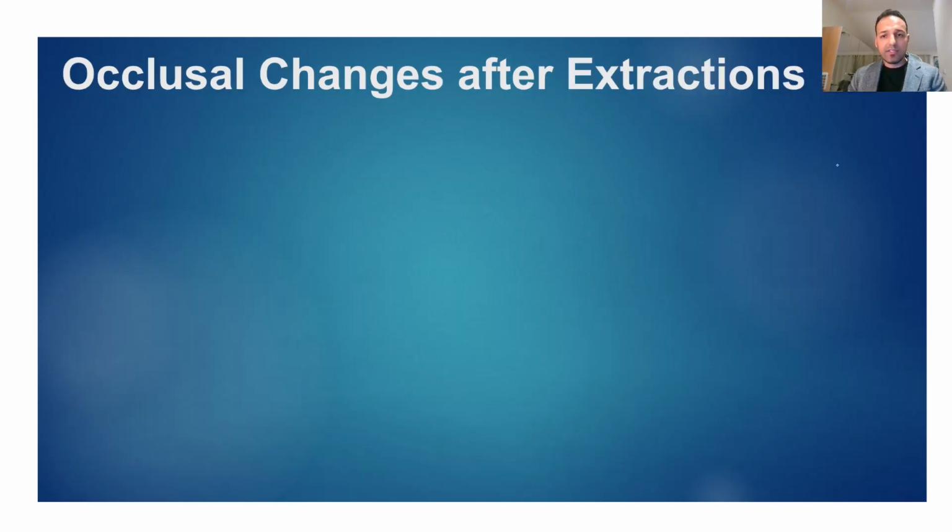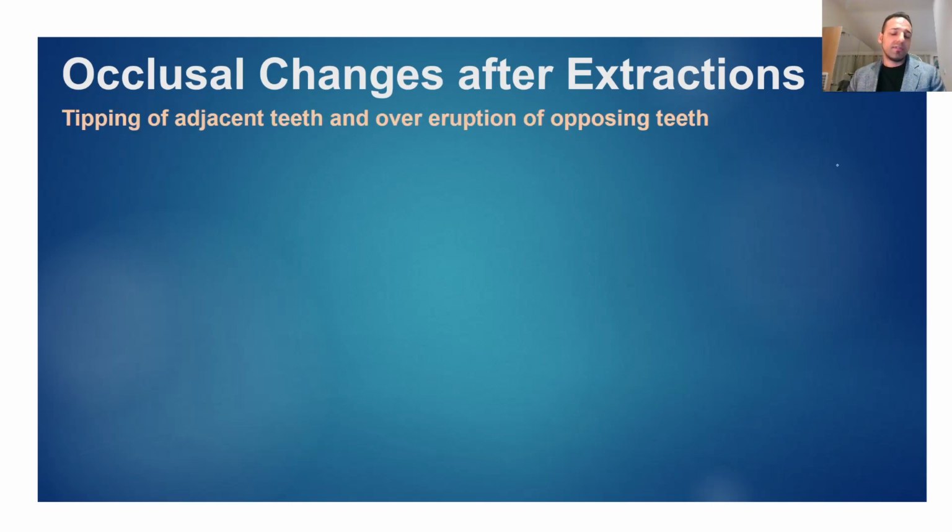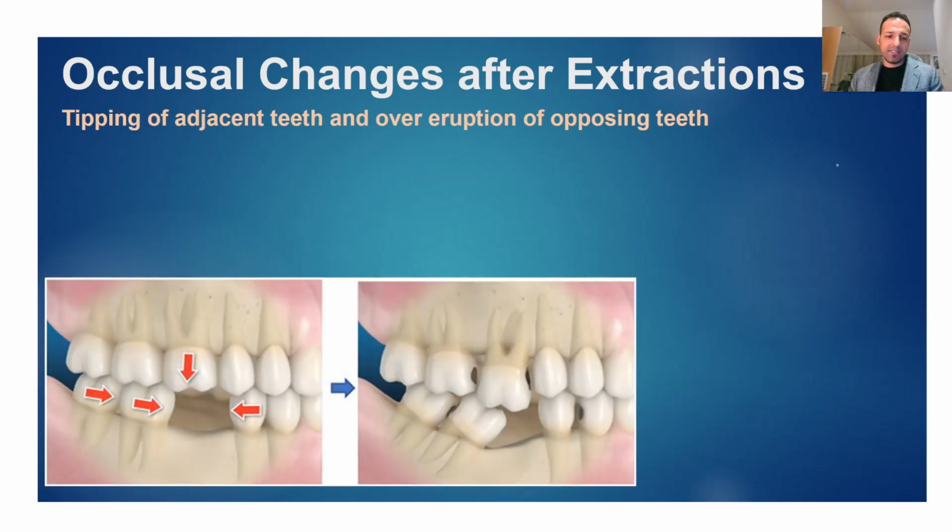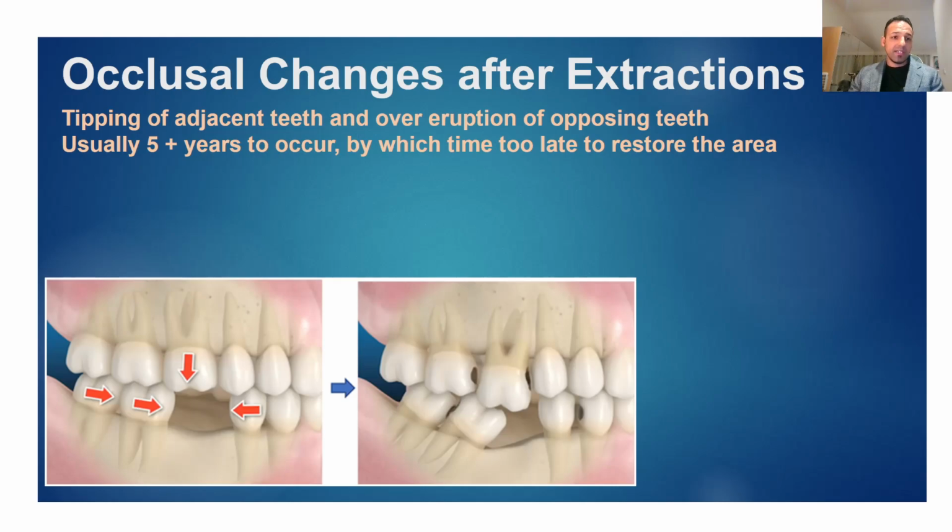So occlusal changes after extractions. Well, what happens to the jawbone in terms of the bite? What happens to the occlusion when we take a tooth out? We get tipping of the adjacent teeth. I often show my hands. I show the patients that over time your teeth will tip into the gap, and that opposite tooth will grow down into the gap, leading to a situation where it's uncleansable and risk of cavities can occur.